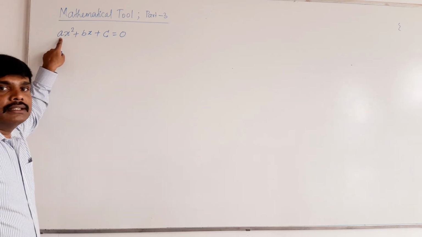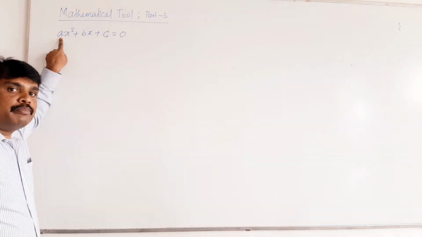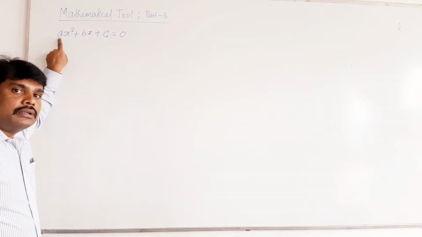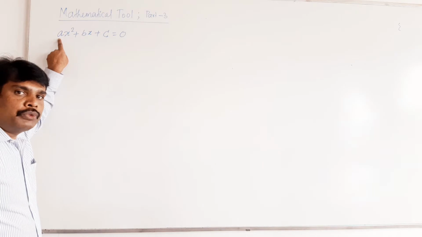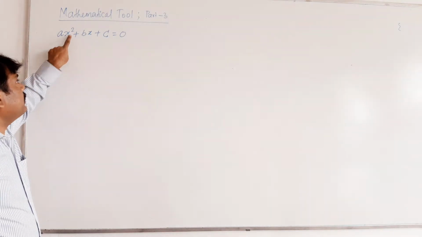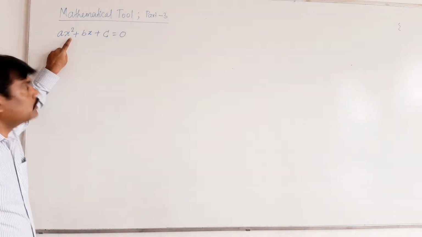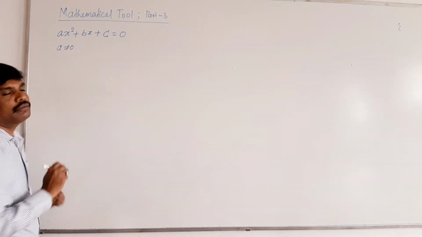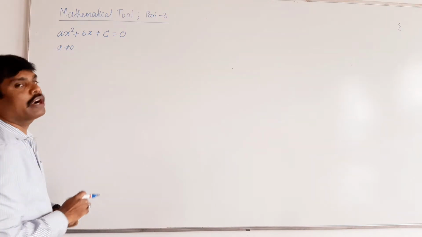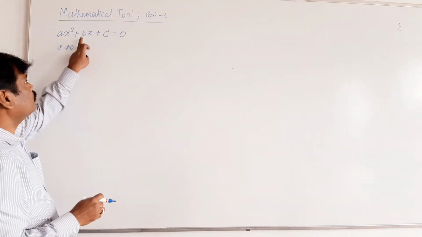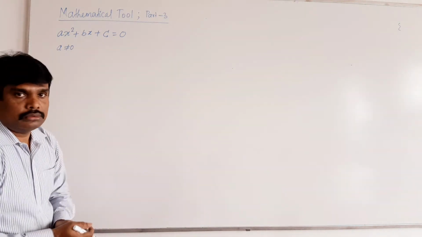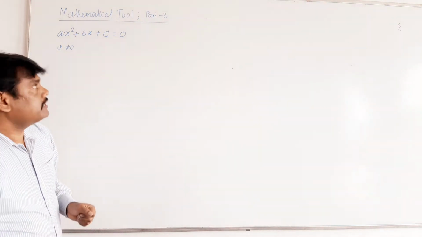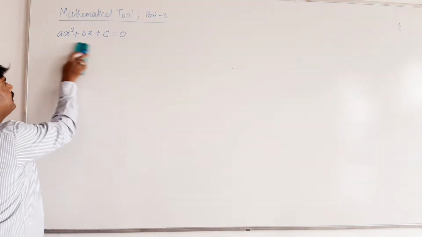Quadratic means what will be the maximum power of this equation? Maximum value, it should be 2. So to maintain this x square value is not equal to 0, the constant a should not be equal to 0. Then only we can say it is a quadratic equation. These two values b and c may be 0. So this is the general formula for quadratic equation.